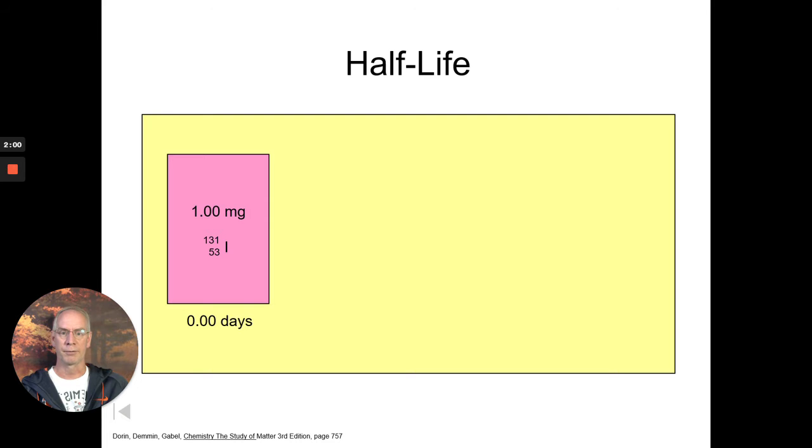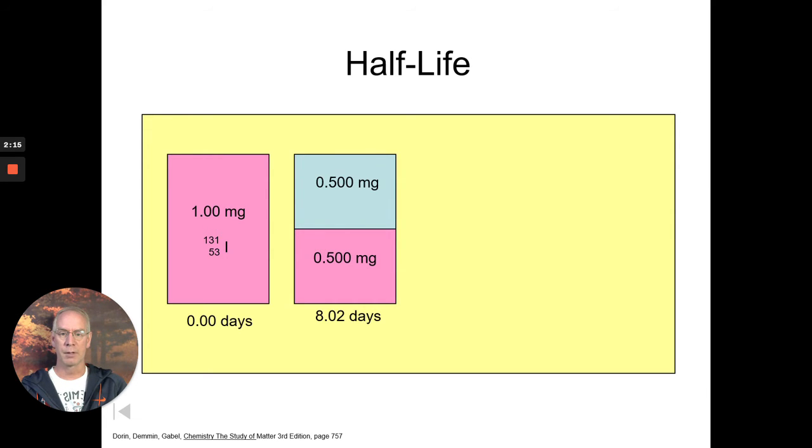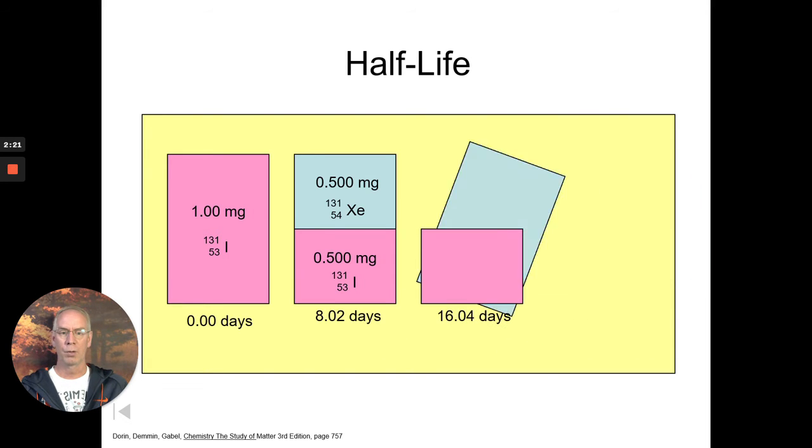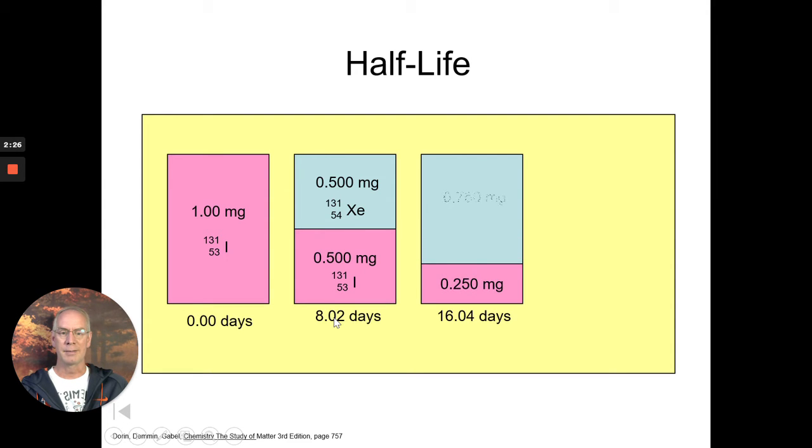So let's do an example of this. If I have iodine-131 and I start with 1 milligram of it, assuming its half-life is 8 days, after 8 days I'll be left with 0.5 milligrams of the iodine-131. Now, what it actually broke into was xenon-131. If I wait another 8 days, so that's two half-lives, I'll be down to a mere 0.25 milligrams of the iodine-131, and I'll have 0.75 milligrams of the xenon-131.